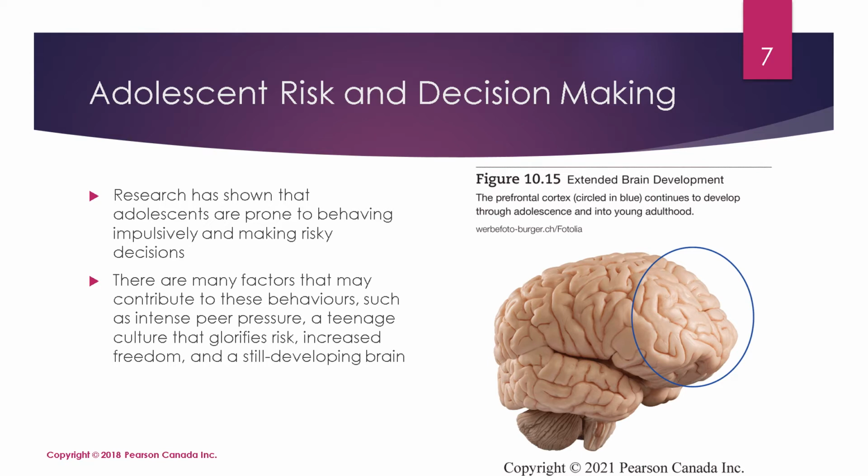Unfortunately, teenage culture a lot of the time kind of glorifies risk, and they're gaining an increased sense of freedom in terms of being able to kind of go out with friends and maybe be left alone at home after school and things like that. And they still have a developing brain. So the prefrontal cortex, which is the frontmost part of our brain and is the one that's most highly associated with kind of logic and reasoning abilities, more complex thought, that one is still continuing to develop through adolescence and into young adulthood. So it's still not fully formed at that point.